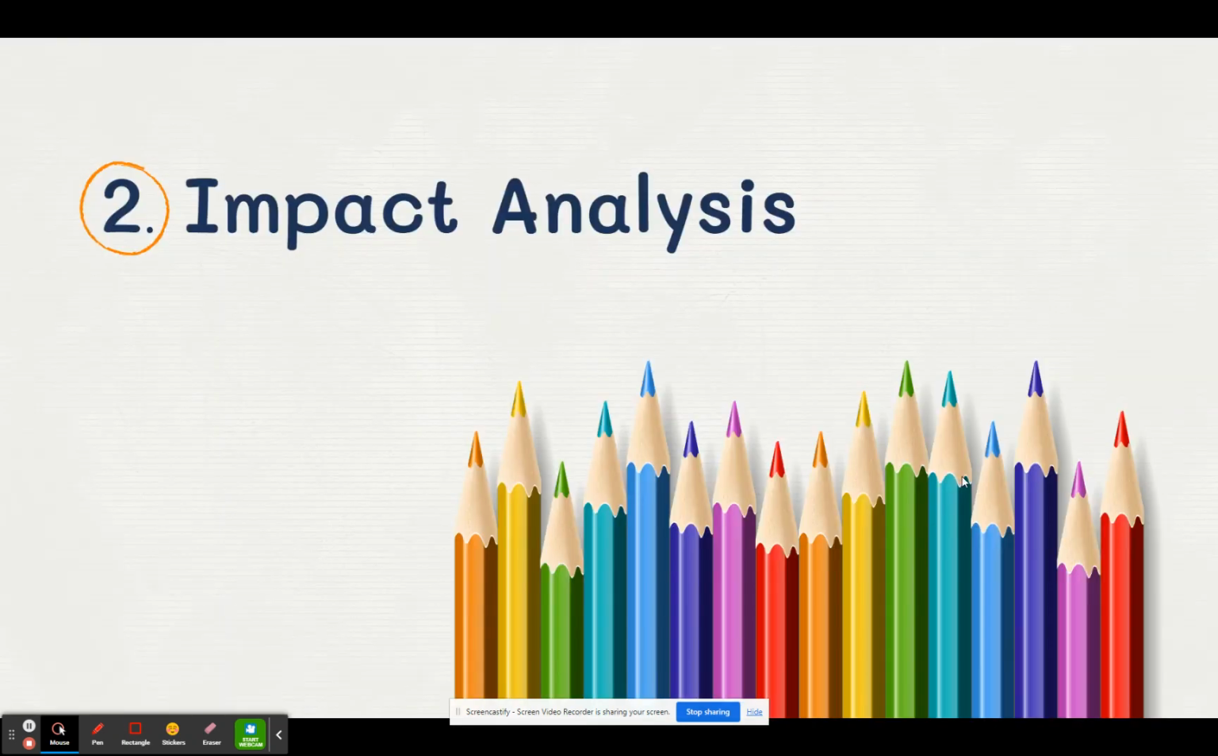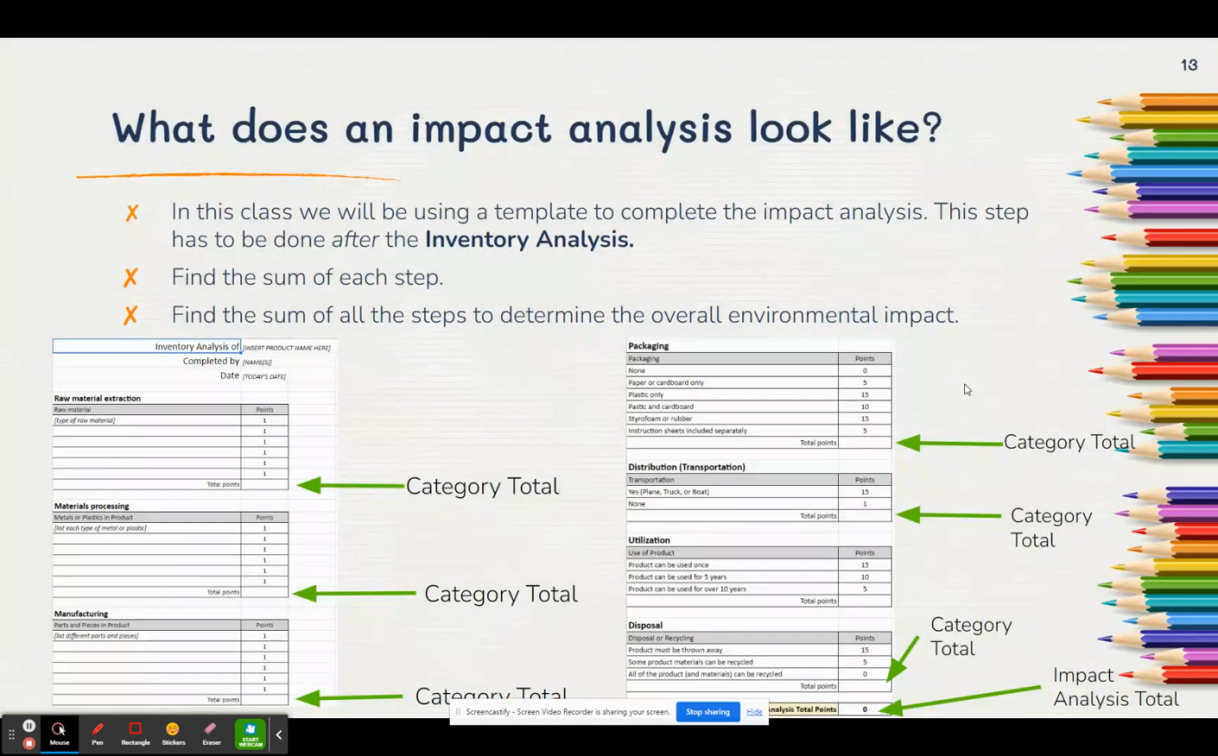After we've completed that, we then move into the impact analysis. For the impact analysis, we complete this after the inventory analysis. So we can't do this until we've filled out each of the respective boxes. What we have to do is find the sum for each step. Now, if you didn't use every row in these tables, you don't count that point. Okay, so if we fill out 3 rows here, that would give us 3 in our total points category total. Then, after we've filled out all of those boxes, we add all of them up to get our impact analysis point total over here.